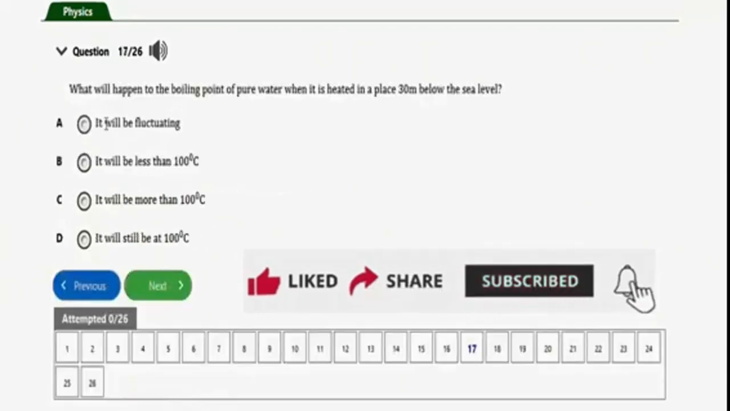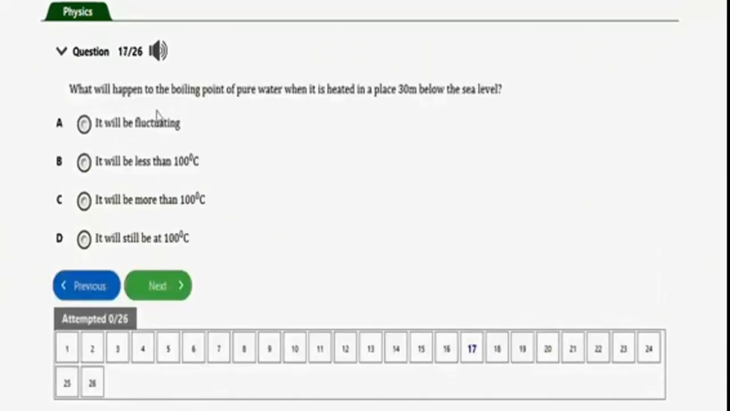It says, what will happen to the boiling point of pure water when it is heated in a place 30 meters below the sea level, where it will be fluctuating? It will be less than 100 degrees Celsius, it will be more than 100 degrees Celsius, it will still be at 100 degrees Celsius. The correct option is option C. It will be more than 100 degrees Celsius.